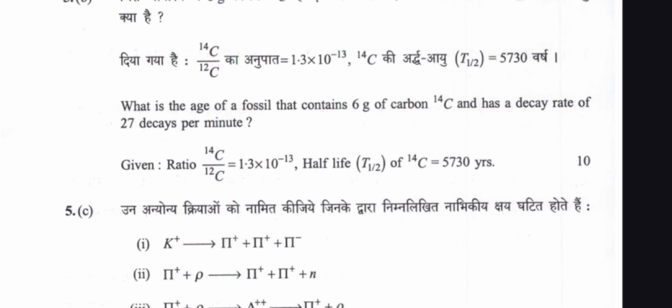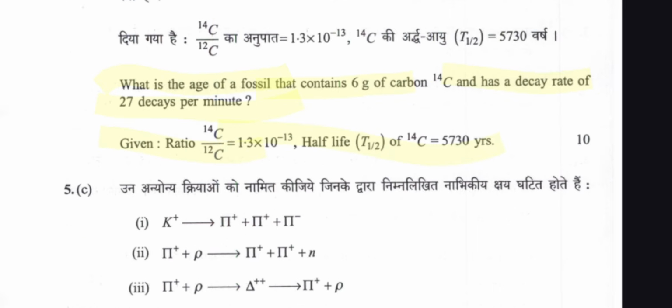And question number 5b. What is the age of a fossil that contains 6 grams of carbon-14 and has a decay rate of 27 decays per minute? Given that you did this.